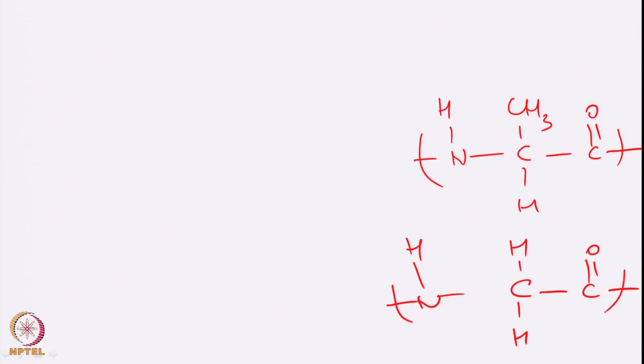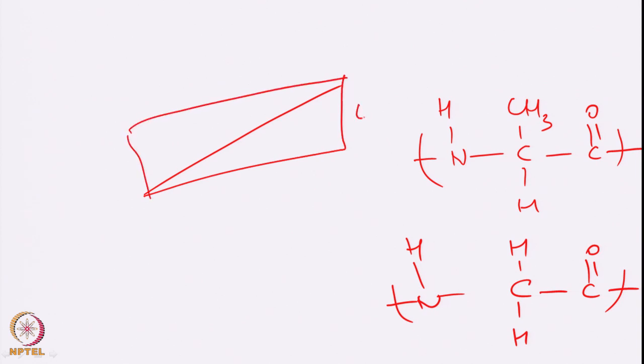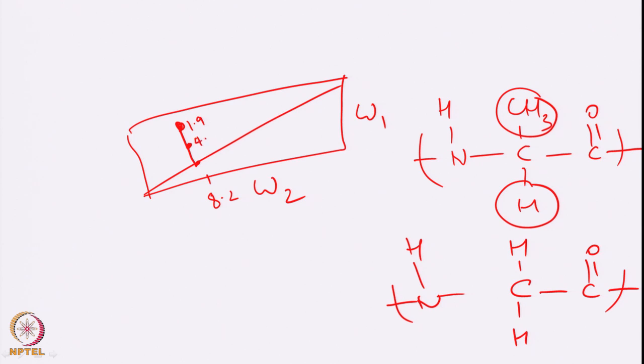Now we look at how the TOCSY pattern will come. Here is our spectrum, omega 1, omega 2. Around 8.2 ppm our NH peak will come. Then we have a peak from H alpha, and a peak from the methyl H. This will be around 1.9, this around 4.4, and this 8.2. If we get this kind of pattern in a TOCSY spectrum, we understand that this is alanine.